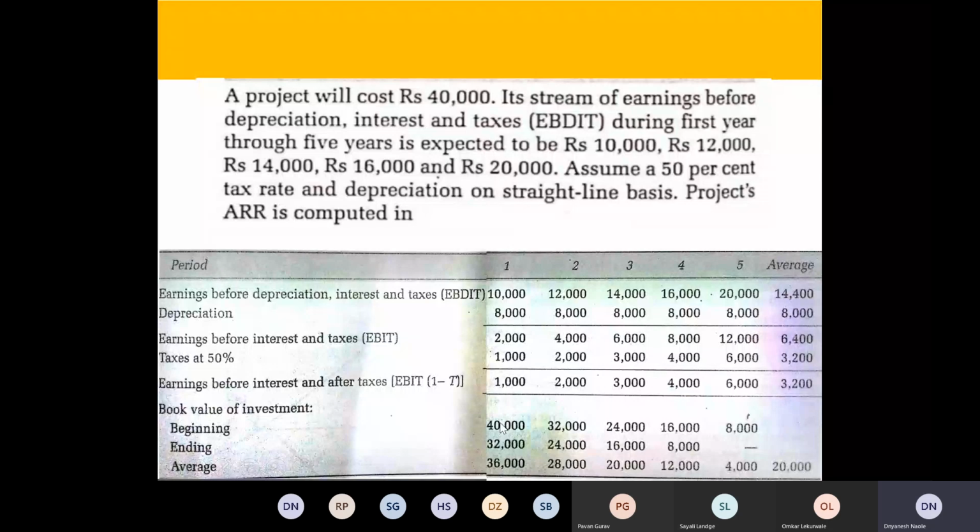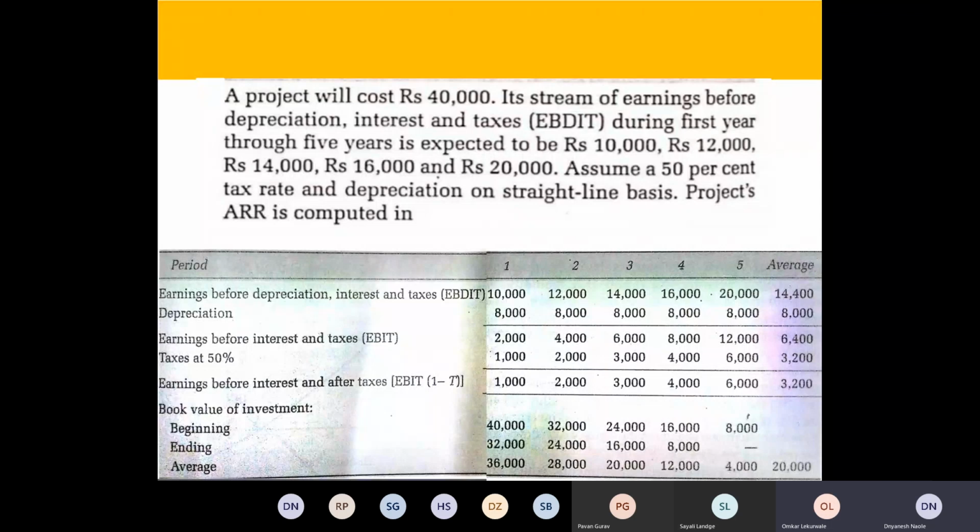This remaining part explains the denominator, that is the average investment figure we need to find out. So 40,000 at the beginning of the year, and at the end of the year we had subtracted 8,000, so what remained was 32,000. The average value of the investment is the value at the beginning plus the value at the end, divided by 2. So the average value of the investment for the first year was 36,000. Is this clear?